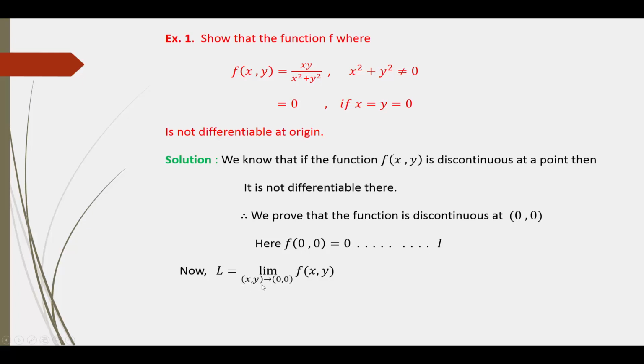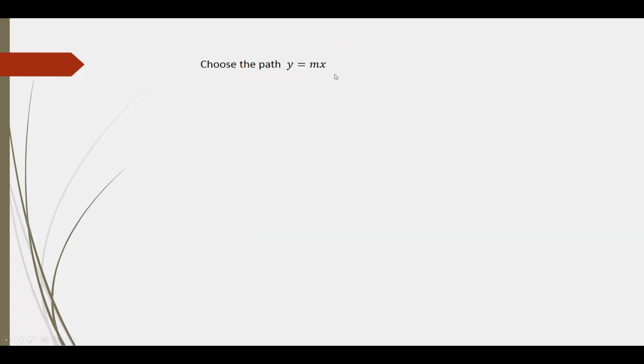Now L equals the limit as (x, y) tends to (0, 0) of f of x, y, which equals the limit as (x, y) tends to (0, 0) of x y upon x square plus y square. Now evaluate this limit along different paths. First use the path y equals m x. Put the value of y equals m x in the function f of x, y.